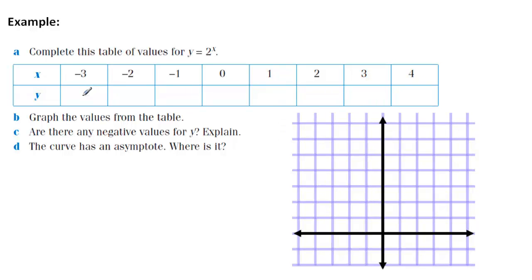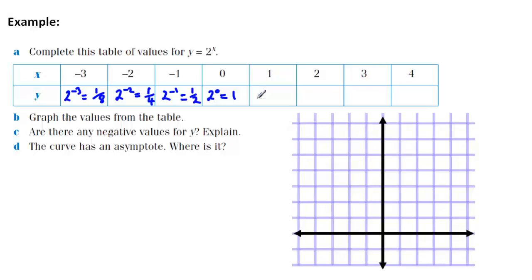Alright, let's have a look at the answers for these ones. Now this would be 2 to the minus 3, which gives you 1/8. We'll leave these as fractions. You get 2 to the minus 2, which is 1/4. This one would be 2 to the minus 1, which would be 1/2. 2 to the power of 0 is equal to 1.